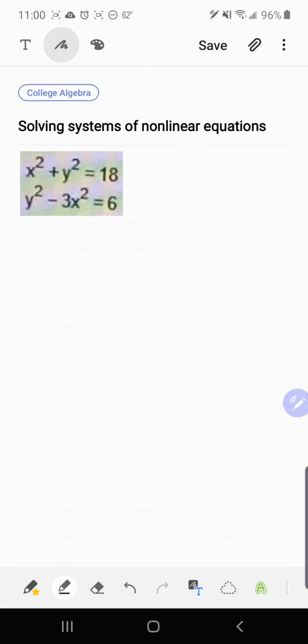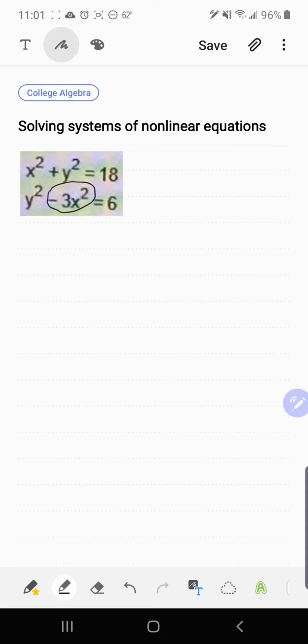All right, in this example, we're going to look at solving a system of nonlinear equations. Here we have x squared plus y squared equals 18, and we have y squared minus 3x squared equals 6. And the method I'm going to use for solving this system is substitution.